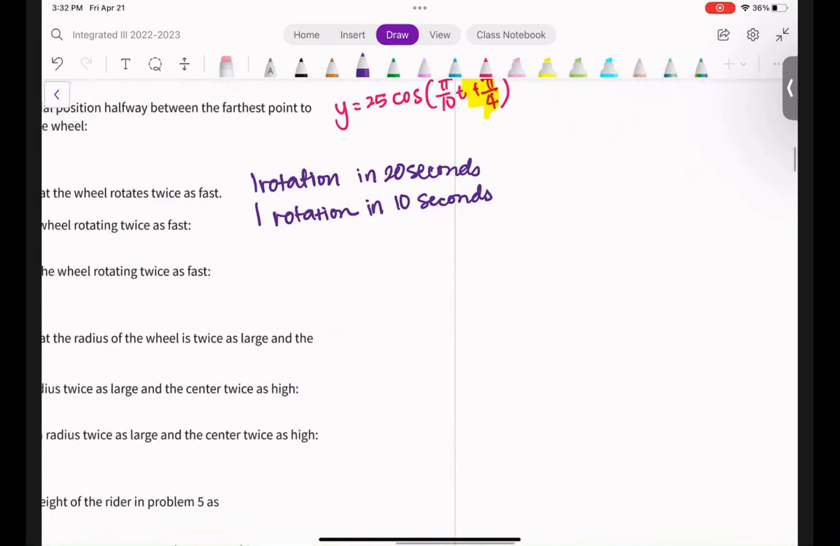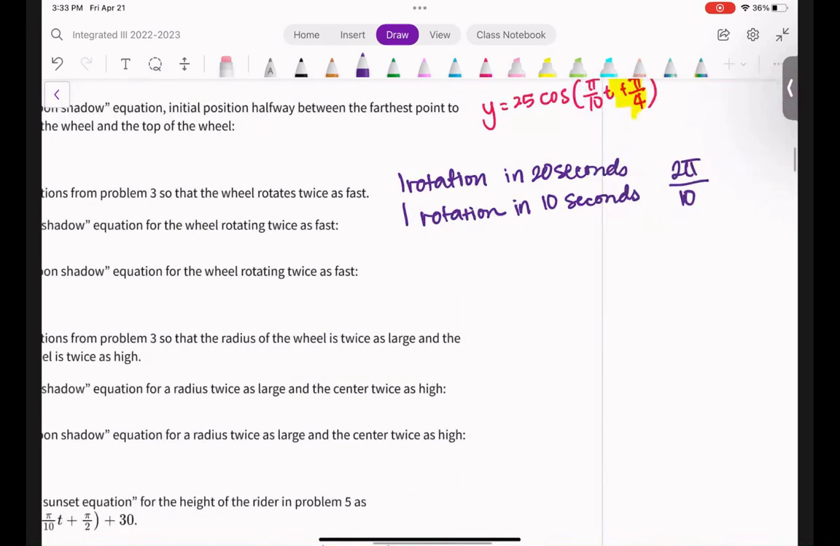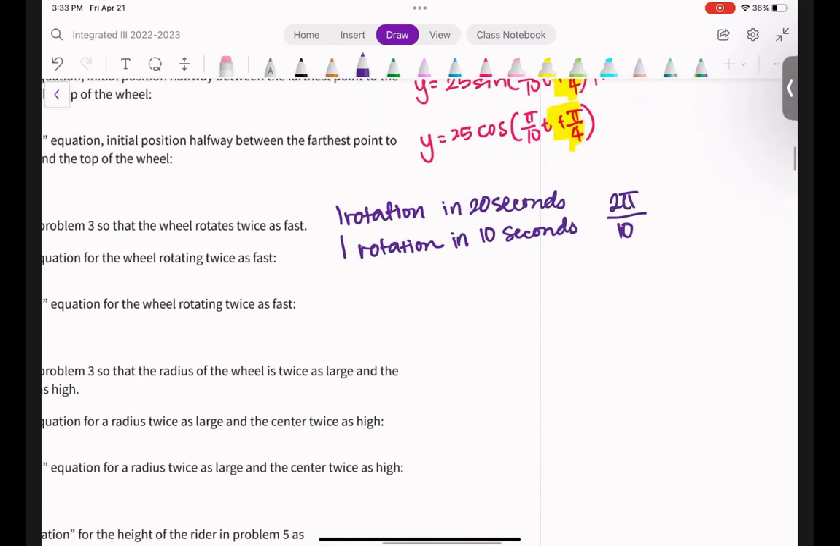So before we did 2 pi over 20. Now I'm going to do 2 pi over 10. Wait, what did I do? Sorry, I lost my thought there. Oh, yeah. That's right. I'm going to do 2 pi over 10, and when I simplify this, it will just be pi over 5. So what number am I now affecting?